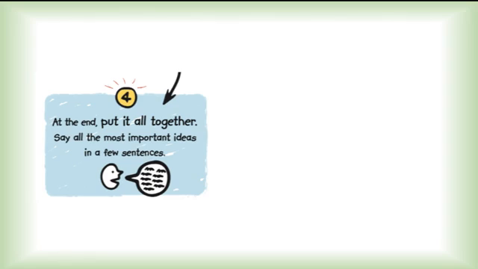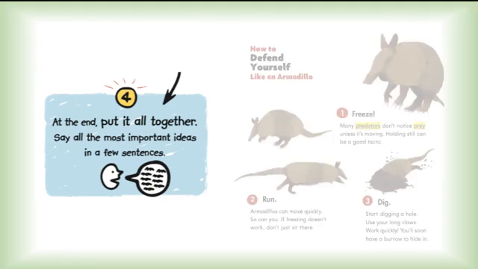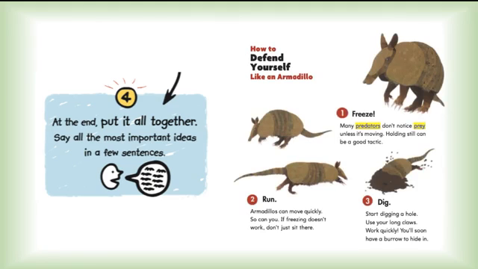Now step number 4, I've got to stop and put all of those things together and say only the most important ideas in a few sentences. So now I have all of that page, and if I want to summarize how to defend yourself like an armadillo, then I could say, stay still and try to hide from the predators. If they see you, run away really fast. Then, dig a deep hole so that you can hide from them.